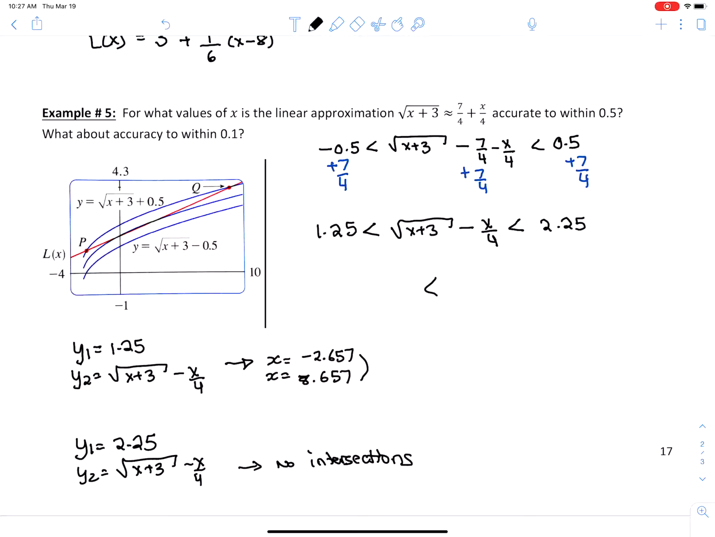So when I actually solve this, I get kind of a range here. So my x value would have to be between minus 2.657 and 8.657 for me to be able to get my answer within 0.5 of the real thing. So I would want to try to choose x values as close in this range as I could to make sure I am within 0.5 away.